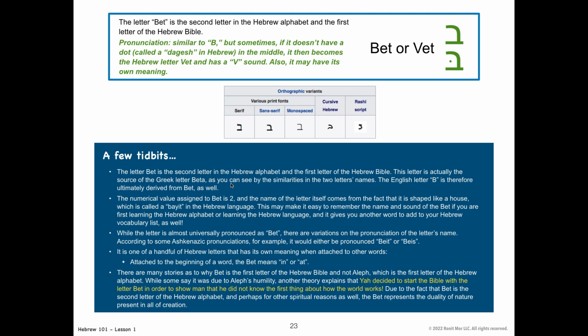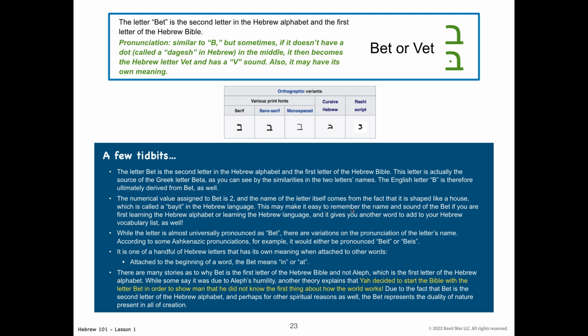Okay, so the letter Bet is the second letter in the Hebrew alphabet and the first letter of the Hebrew Bible. This letter is actually the source of the Greek letter Beta, as you can see by the similarities in the two letters' names. The English letter B is therefore ultimately derived from Bet as well. The numerical value assigned to Bet is 2, and the name of the letter itself comes from the fact that it is shaped like a house, which is called a Beyt. Beyt is a house in the Hebrew language.